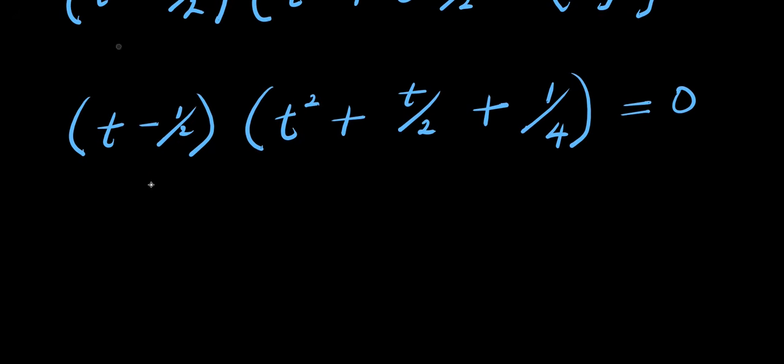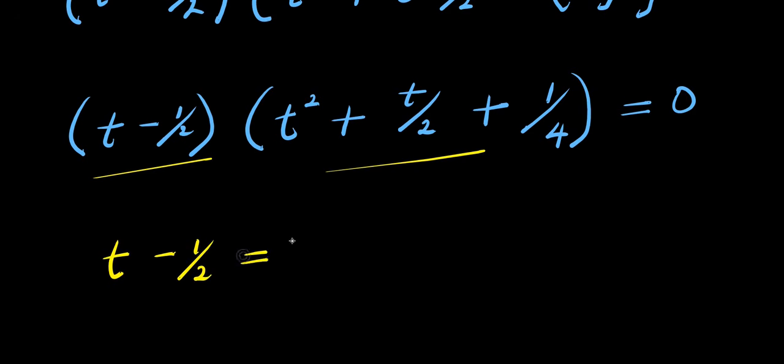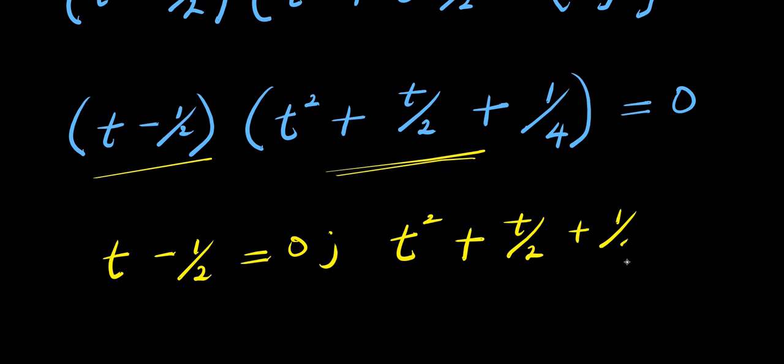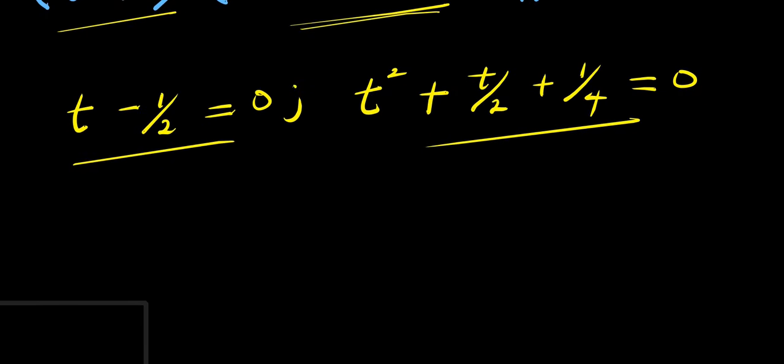So from here, we are going to equate each of these to 0. We have t minus 1 over 2 equals 0. We also have this, which is t power 2 plus t over 2 plus 1 over 4 equals 0. Let's solve these individual equations. We are going to start with this. We simply move this over here. We have t equals 1 over 2.